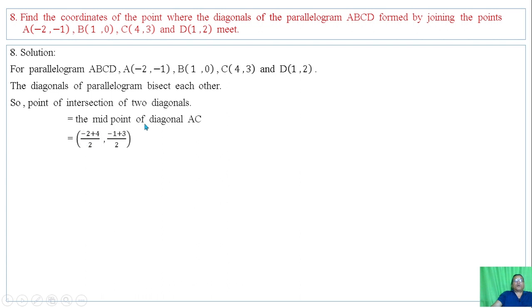Then the midpoint of diagonal AC is x1 plus x2 and y coordinate y1 plus y2, all divided by 2. We have this, which is (1, 1).